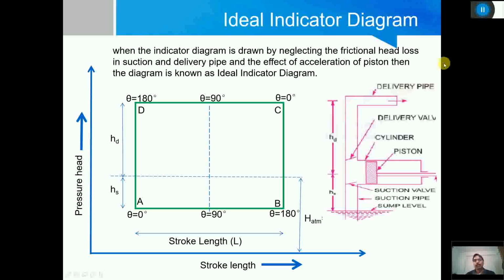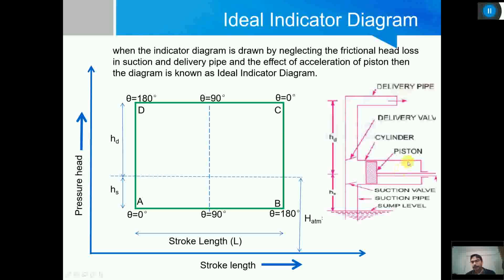Now see the ideal indicator diagram. When the indicator diagram is drawn by neglecting the frictional head loss in the suction and delivery pipe and the effect of acceleration of the piston, then the diagram is known as the ideal indicator diagram.